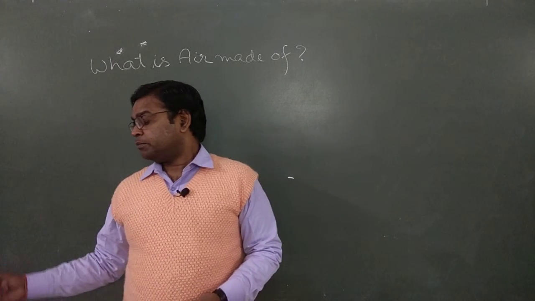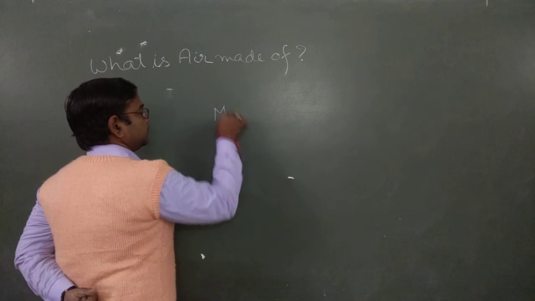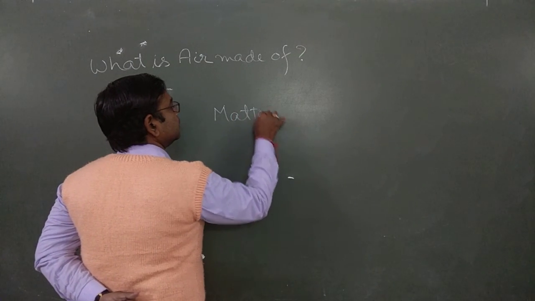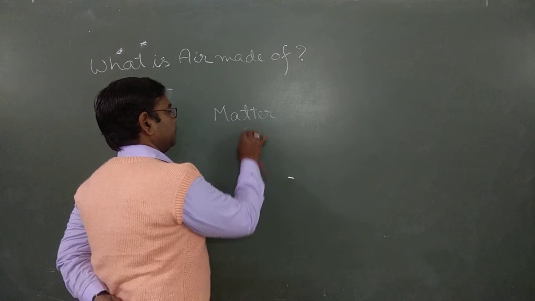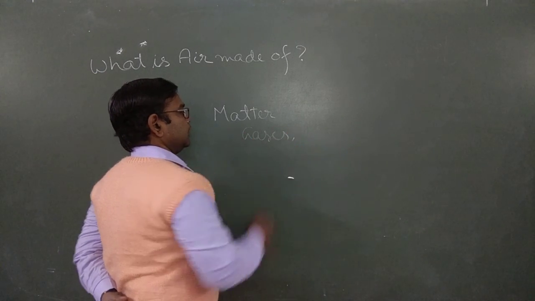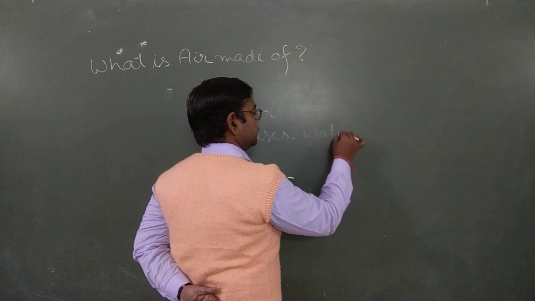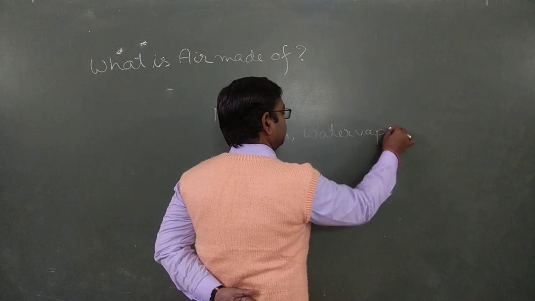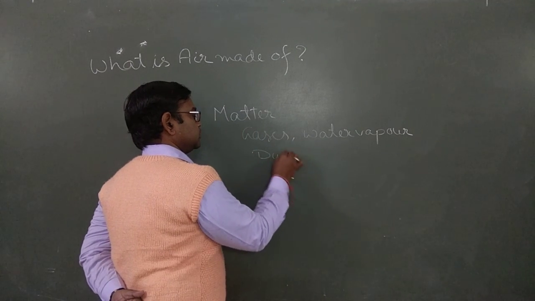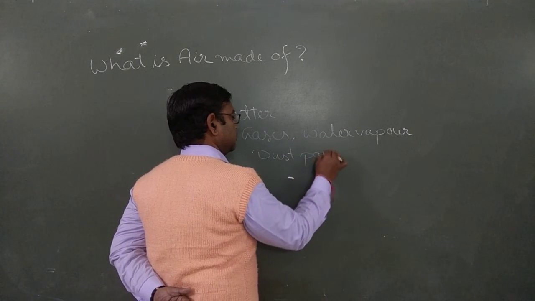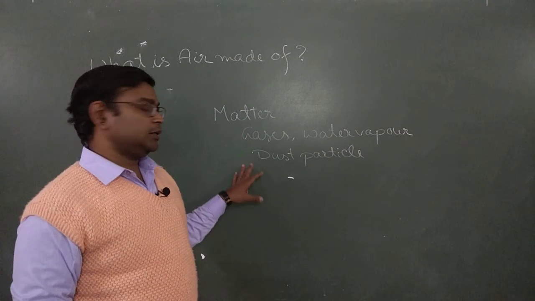Air is made up of matter. Matter may be liquid, gas, or solid. Air contains different types of gases, water vapor, known as humidity, and some dust particles. So air contains different states of matter.